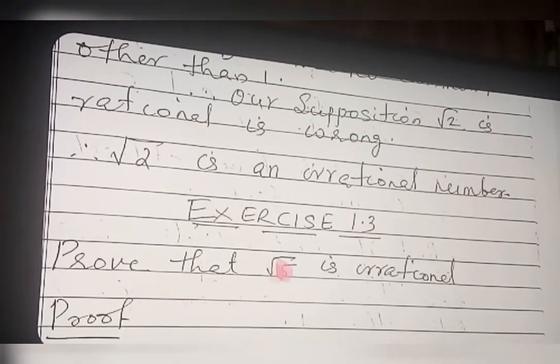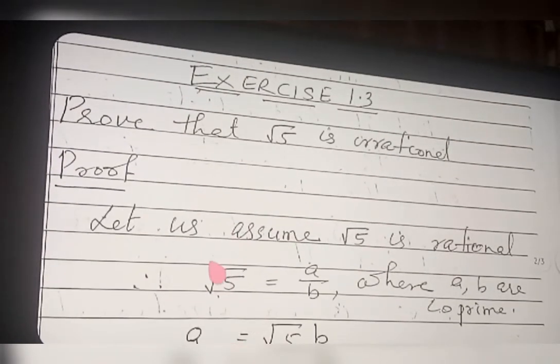Listen now. Exercise 1.3, this is your first question. Prove that root 5 is irrational. The method is the same. Before I say it, you do along with me. Go through the points. Same to same method. First see here: what do you want to prove? Root 5 is irrational. So you suppose root 5 is rational.